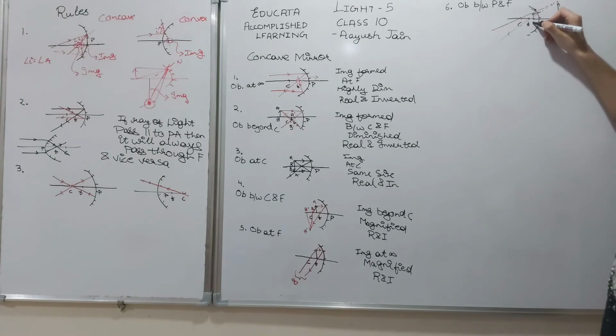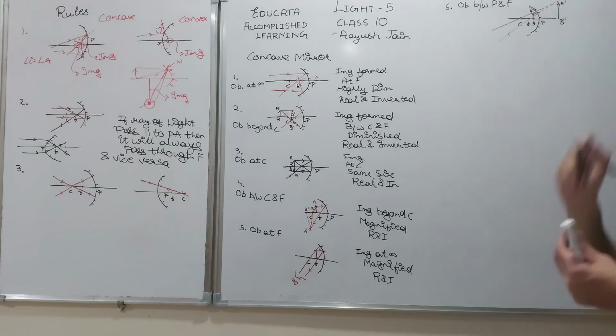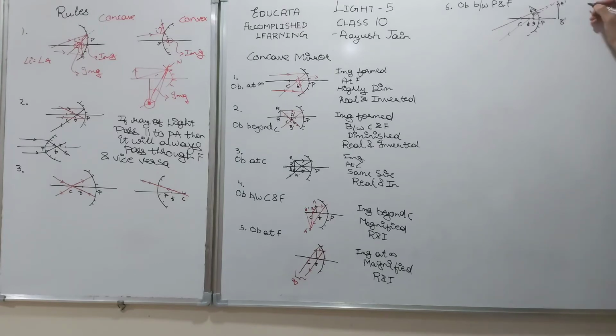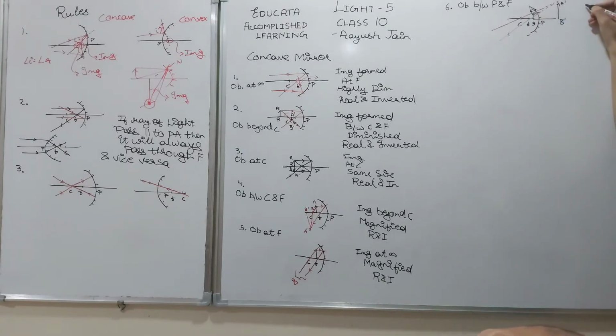Let it be AB, and this be A dash B dash. A dash B dash is the image formed. Now, can you tell about the nature of the image? Image formed is, can I say it is behind pole? Okay, the image formed is basically behind pole. Okay, it is behind pole, no problem in that.